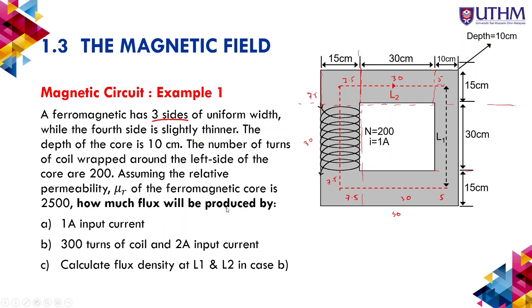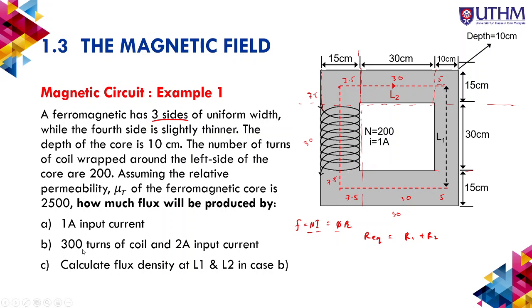So how much flux will be produced by the 1 ampere input current? For example, the current here is 1 ampere. So what is the flux? We need to use the equation. We have flux equal to Ni over this one, am I right? First we need to find the R equivalent, which is equal to R1 plus R2. So we need to calculate what R1 and R2 are first. Then we have the number of turns and the value of current, and we can find the flux. That is how we calculate.